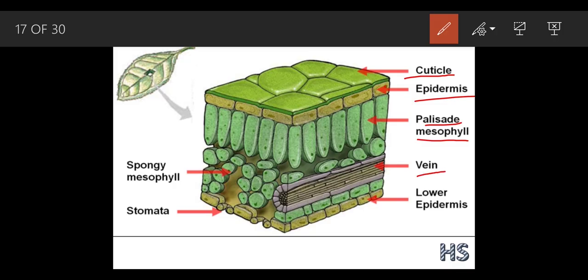Okay, what are the veins? We can see them in every leaf. Okay, we get this structure. This is nothing but the veins.